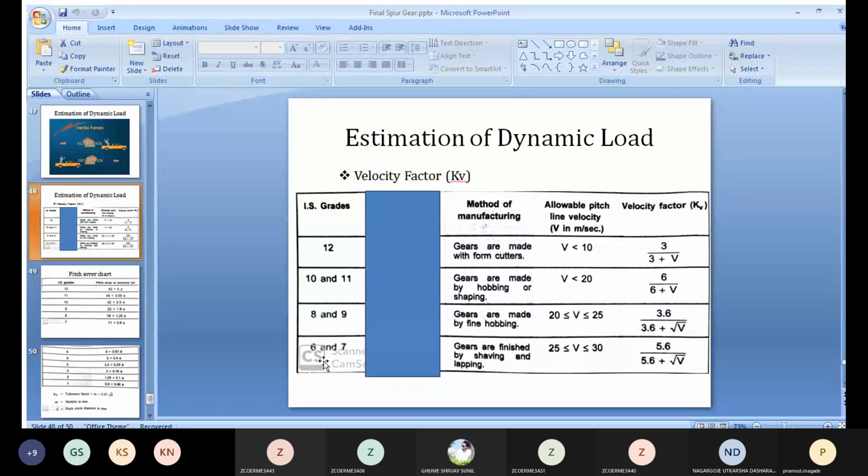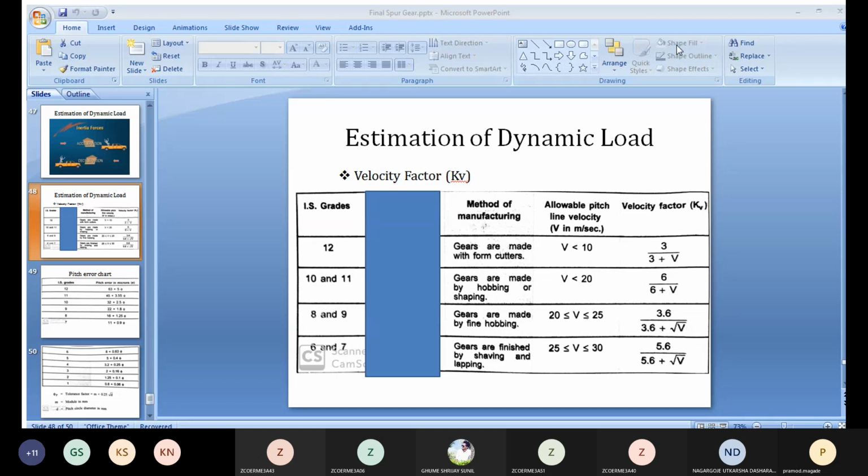three parameters are helpful for selecting the value of velocity factor, that is Kv. And this factor is selected on the basis of grade, that is international standard grade, methods of manufacturing of that particular gear, and on the basis of pitch line velocity. For that, we have seen the equation of pitch line velocity pi d n by 60, and in that the diameter and rpm of that particular will have to take always in terms of a pinion. So that is very important. So up to this part we have covered.